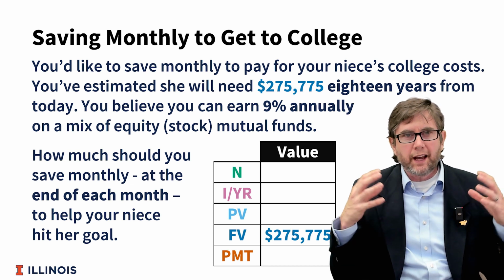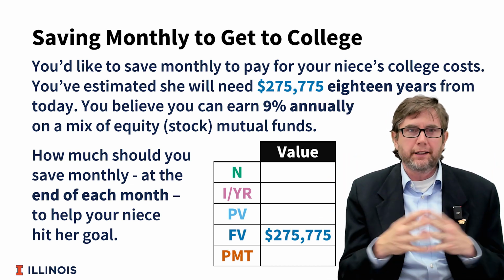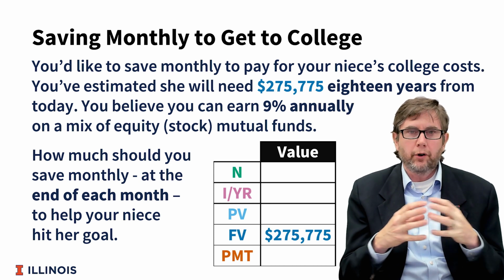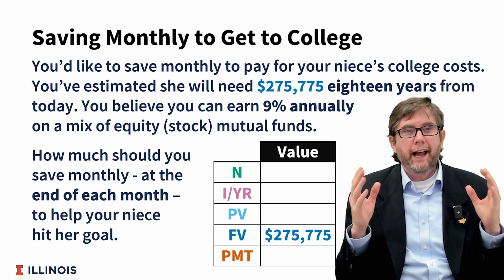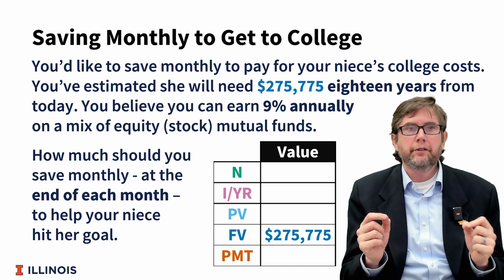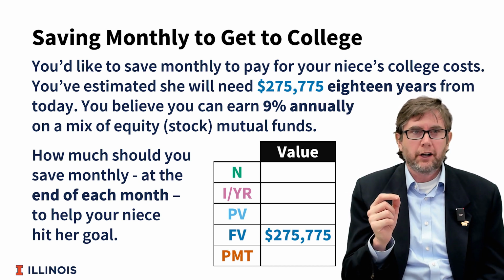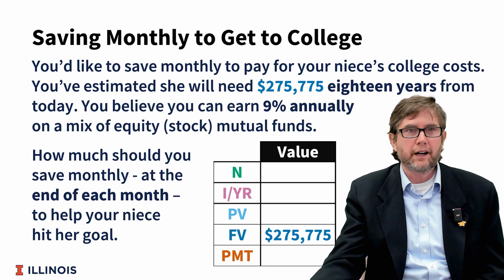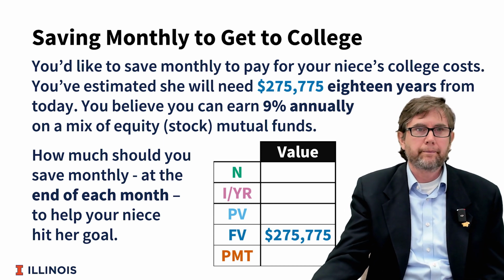So we're going to save, assume we can earn 9% a year, and I want you to save monthly to hit that goal. So here's the question. How much do you need to save per month at the end of each month to help your niece hit that goal? Okay, it seems daunting, but I bet we can do it together.